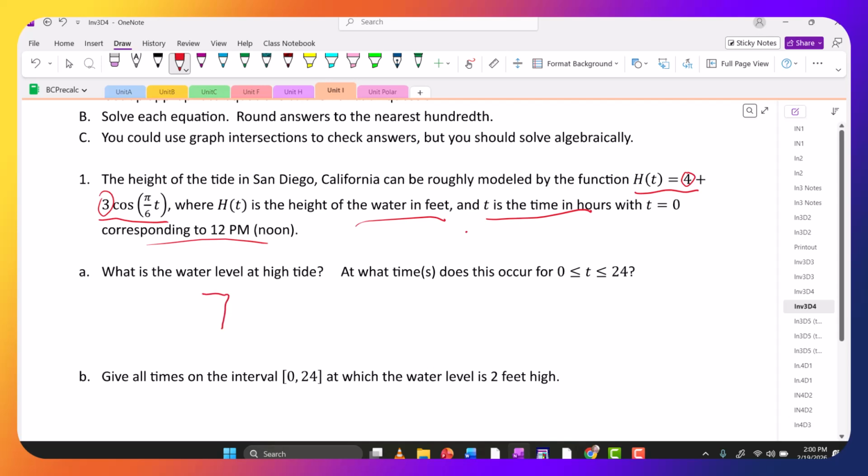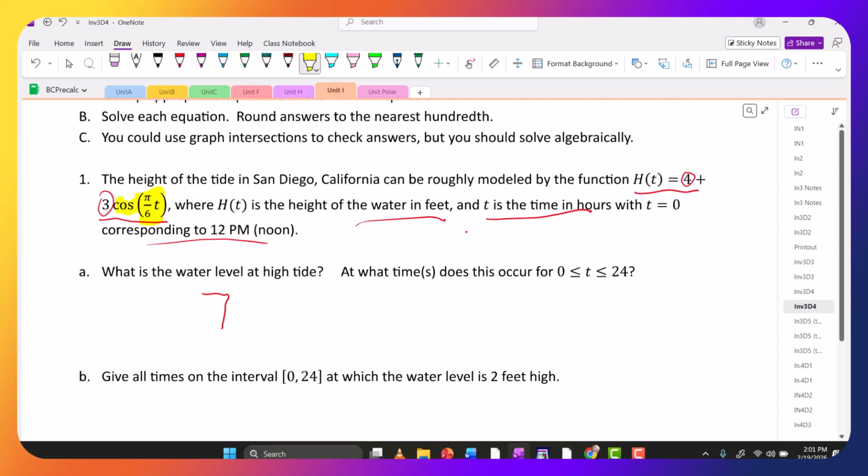7. All right, because this could at most turn into 1. You know that the high value for cosine, the highest value could be 1. The lowest value could be -1. That's the range for cosine, right? So what's the low tide? What's the low tide then if that is -1? What's 4 plus 3 times -1? 1. So high tide to low tide is 7 to 1.